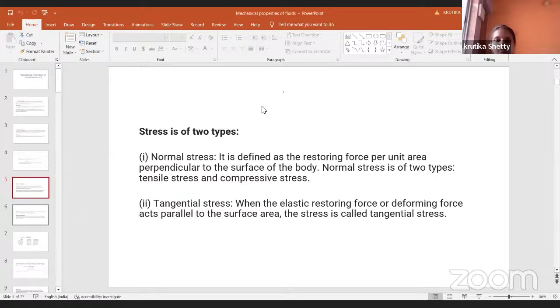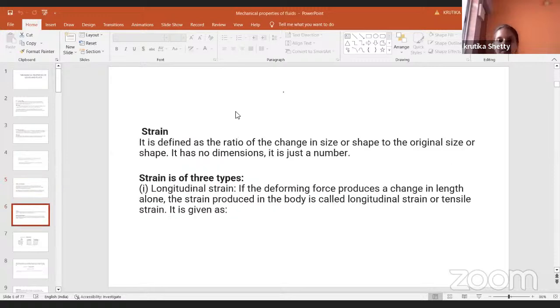So strain. What do you mean by strain here? When you apply force on any body, stress is force per unit area. Strain is, when you apply force, the change in the dimension occurs. For example, when you apply force on a rubber band, its length changes, its diameter changes. So when length and diameter change, automatically the area also changes.